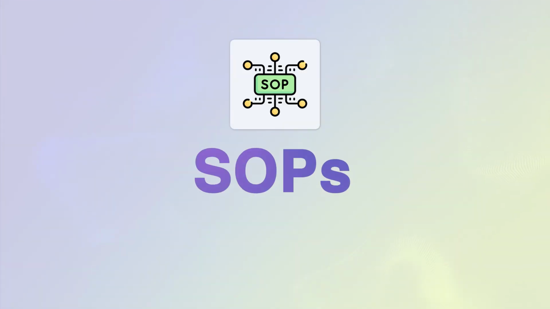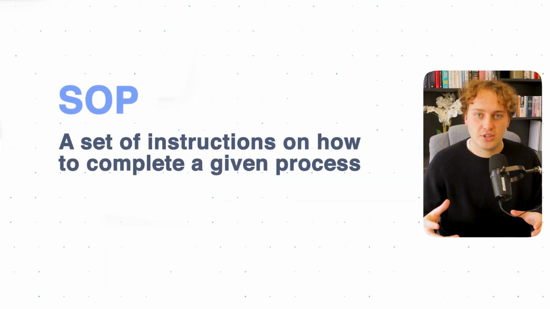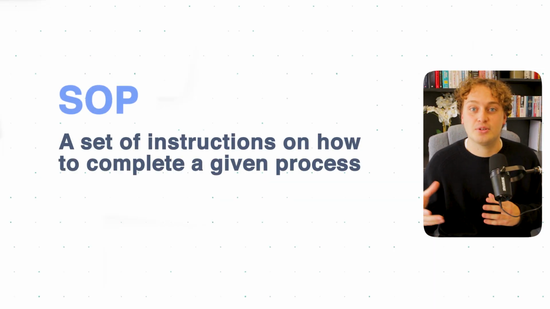So now we know what a process is, let's look at SOPs. So yes, an SOP stands for Standard Operating Procedure, but what does that actually mean? Well, an SOP is just a set of instructions that explains exactly how to complete a given process. And because of that, SOPs typically begin with a how. So for example, if the process is host onboarding call, the SOP is how to host the onboarding call. Or if the process is edit videos for ads, the SOP would be how to edit videos for ads.